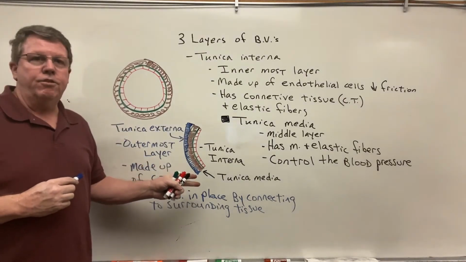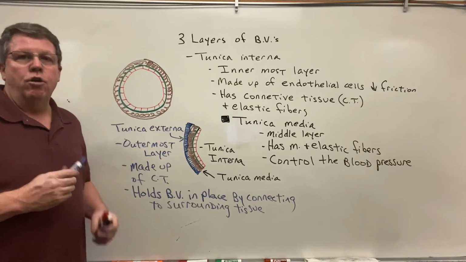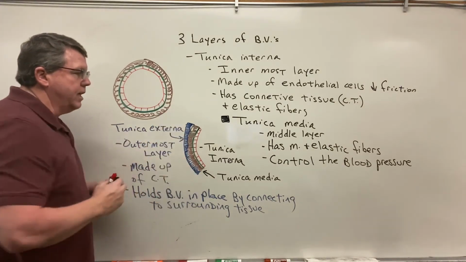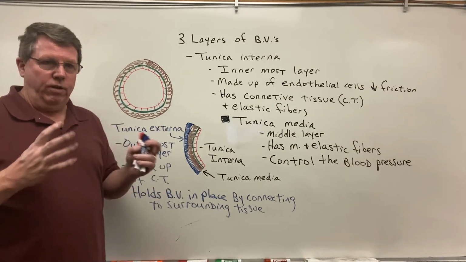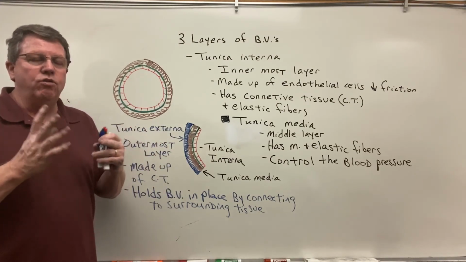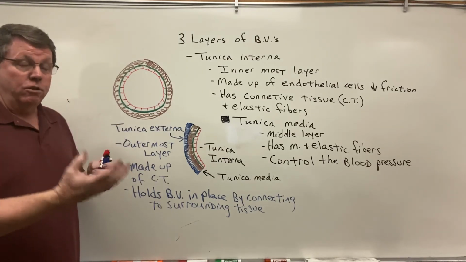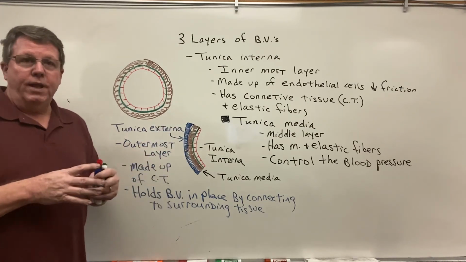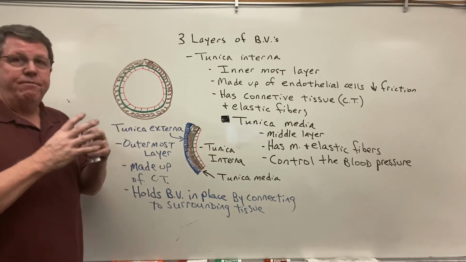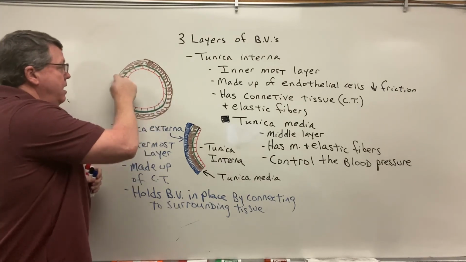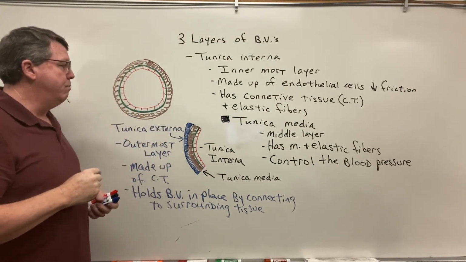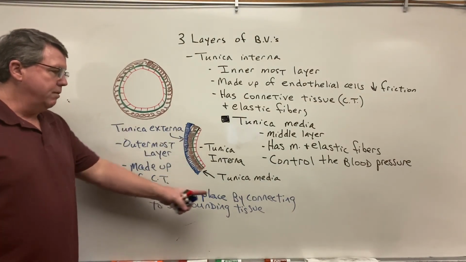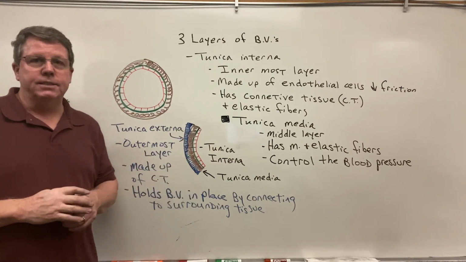So the Tunica Interna is going to be the innermost layer. It's going to decrease friction because of the endothelial cells. The Tunica Media can play two different roles, whether it has elastic fibers for opening and closing and decreasing pressure differences as the large arteries fill up with blood. Or it can also control the blood pressure as it goes throughout the rest of the body by vasoconstriction or vasodilation as these muscles contract and expand. And then the Tunica Externa is basically responsible for holding the blood vessels in place.